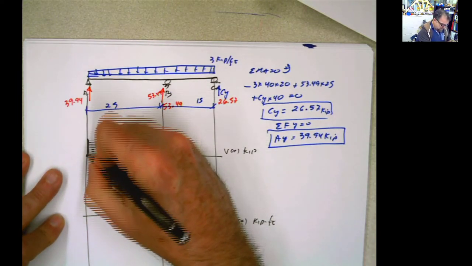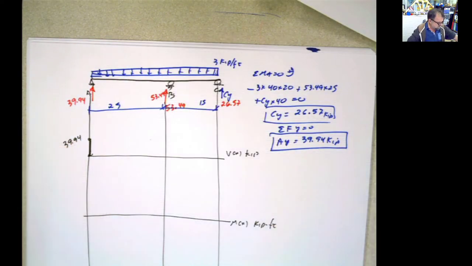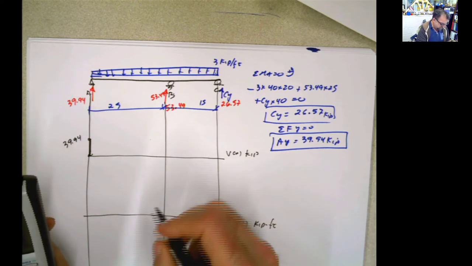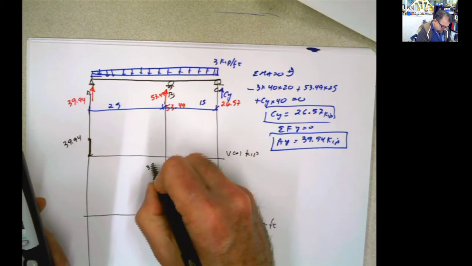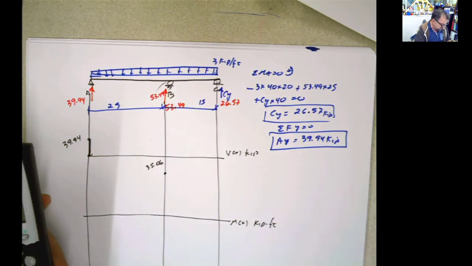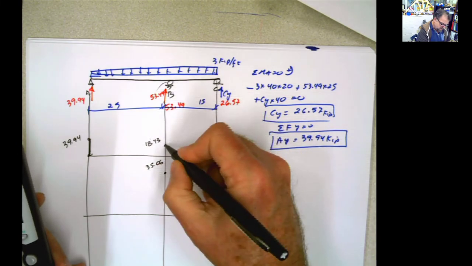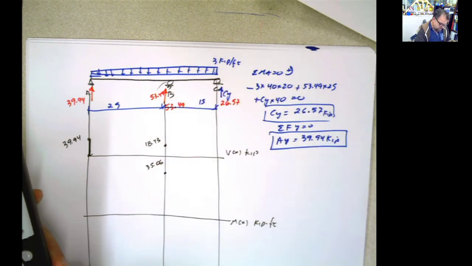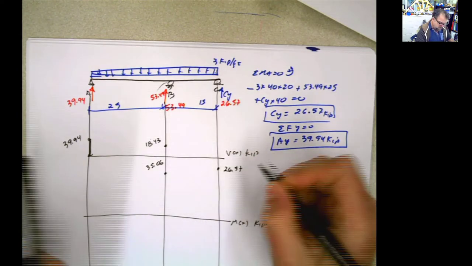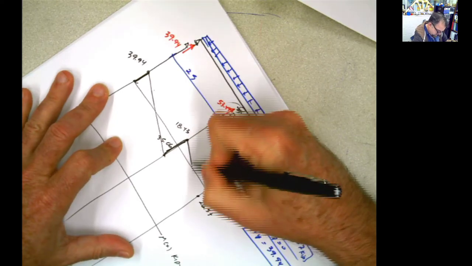This end goes up, find that force, 39.94, and then you have this value here, 3 times 25, calculator, 3 times 25 minus 39.94 equals 35.06. This 35.06, you find this force pushing it up, 53.49, and it pushes it up to 18.43. And then this 18.43 minus 3 times 15, which is 45, gets this to 26.57. So this is a straight line, jump up, straight line, jump up.